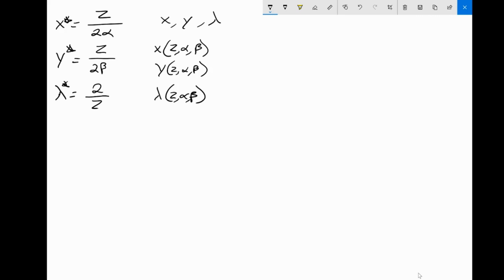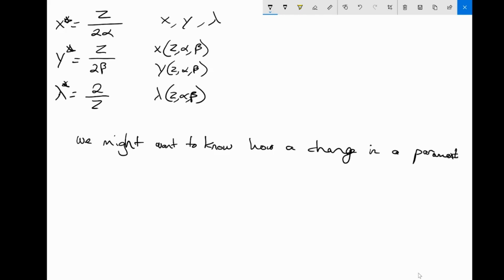So we might want to know how a change in a parameter would affect a variable. We might want to know that. This will make even more sense when we get into the economics. But suffice it to say for right now that we might want to know how maybe x changes when alpha goes up or when z goes up.